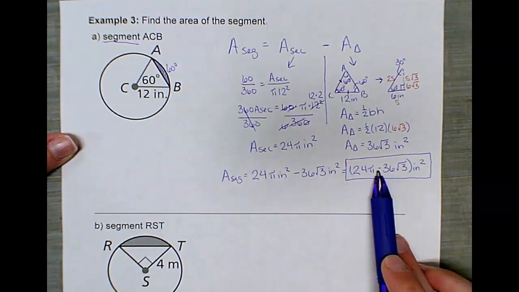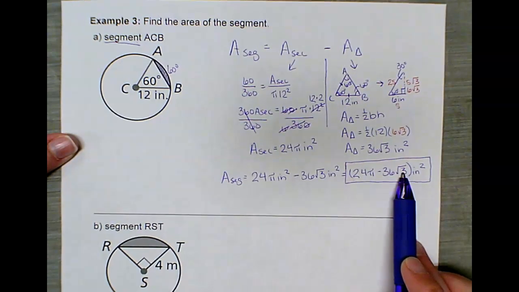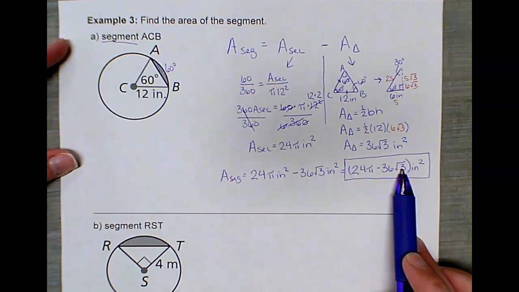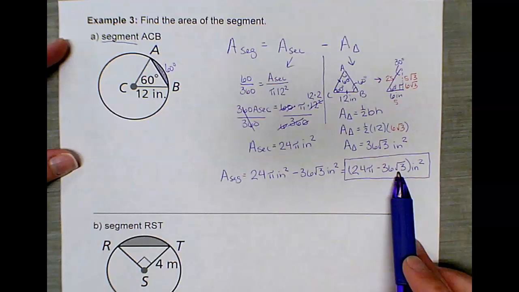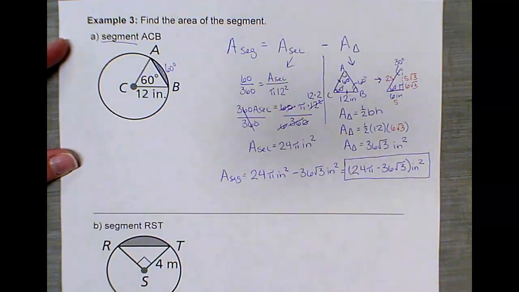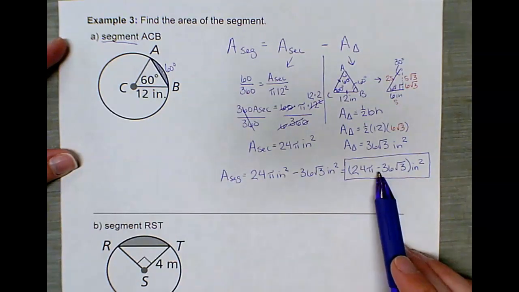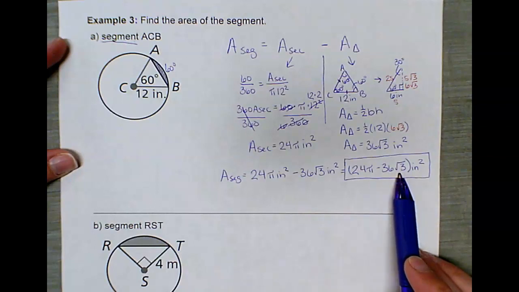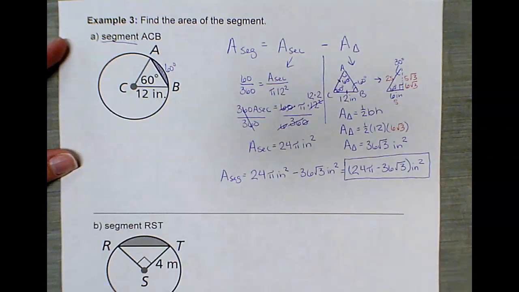And we're subtracting from it 36 times the square root of 3. And the square root of 3 is something that's between 1 and 2. So when you subtract, you're not going to get a negative number. And that's important to understand, that it's not 24 minus 36, it's 24 pi minus 36 square roots of 3. And that pi and that square root of 3 make a big difference in number sense. So let's move on to example 3b.